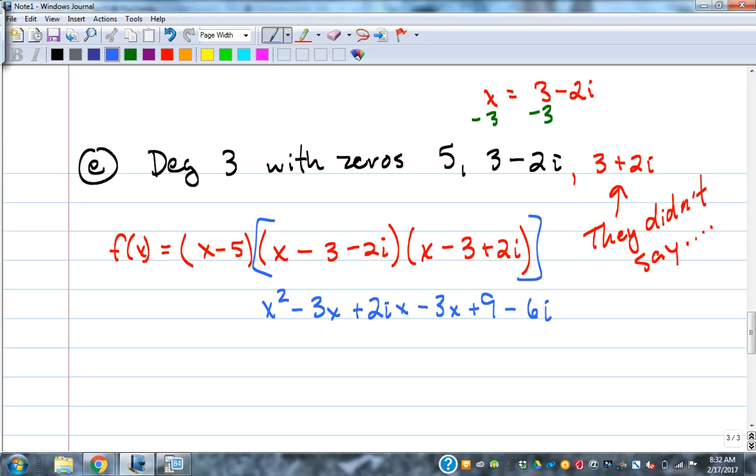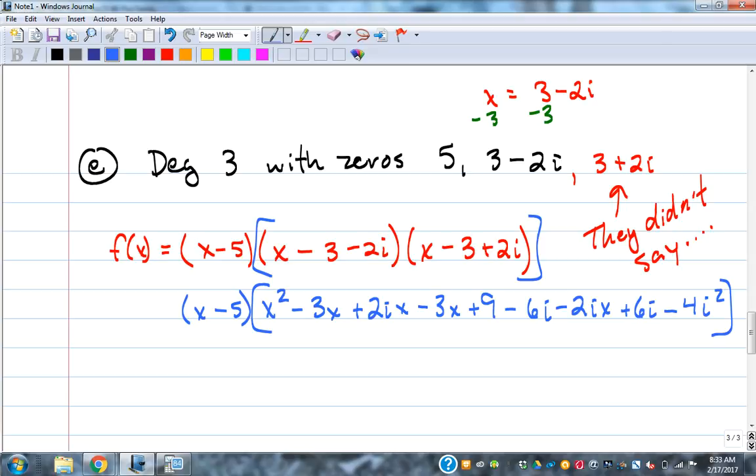And then I'm going to distribute the negative 2i. So that's minus 2ix, plus 6i, minus 4i squared. So it's long, but a lot of stuff cancels out. Right? I just did the distributive property. That's all I did. x times x is x squared. x times negative 3 is negative 3x. x times 2i, 2ix. Negative 3, negative 3x, positive 9, negative 6i.